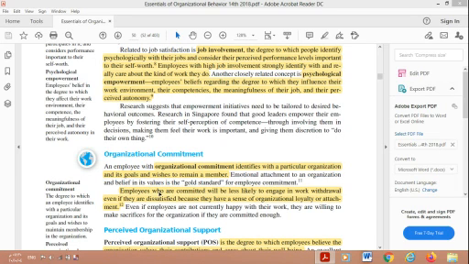The employees who are committed will be less likely to engage in work withdrawal even if they are dissatisfied, because they have a sense of organizational loyalty or attachment.